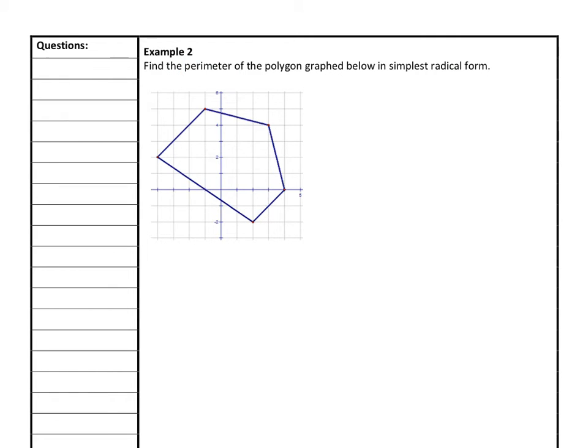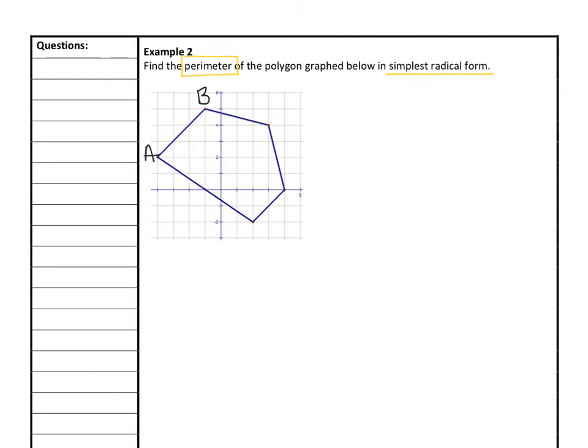Alrighty, so for this problem, it also says to find the perimeter of the polygon graphed below in simplest radical form. So just like we did before, I'm going to start with the box method, but notice that this shape does not have letters on the vertices. I'm just going to go ahead and add those in.